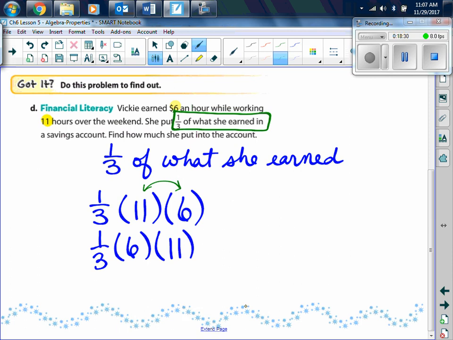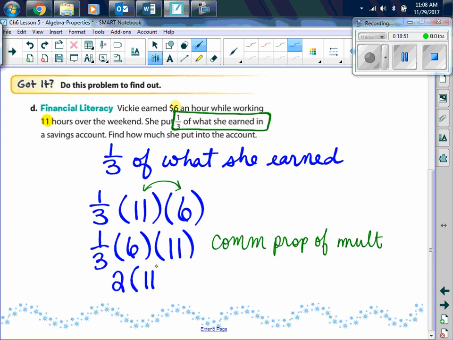That is the commutative property of multiplication. Is everyone with me? And now all you have to do is simplify. So 1/3 of 6 is 2. And then 2 times 11 is $22.